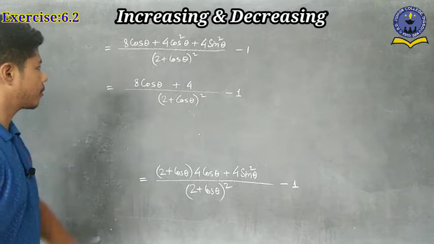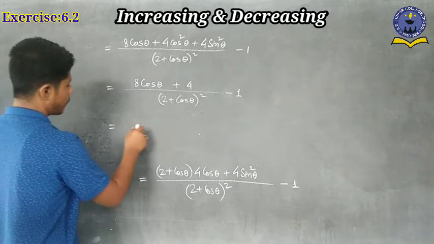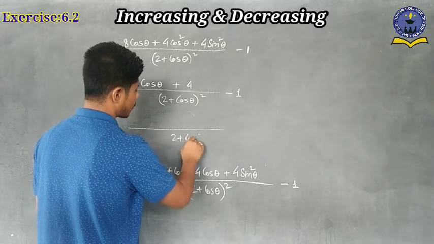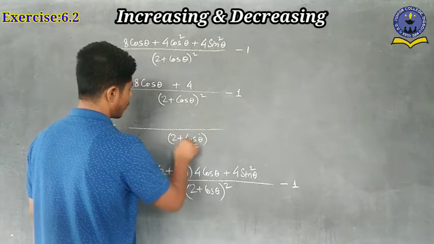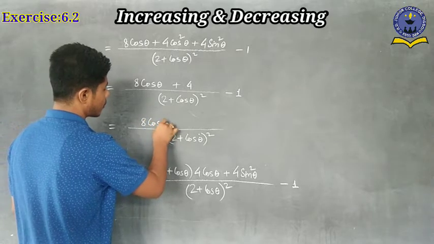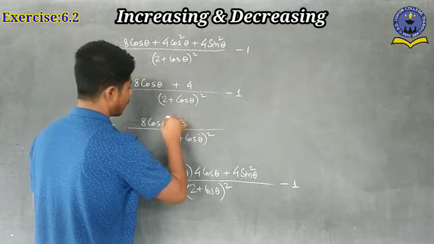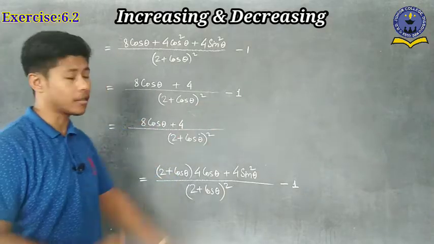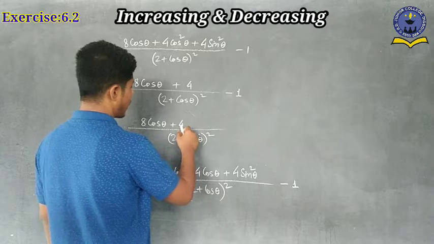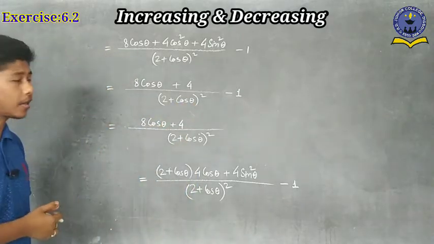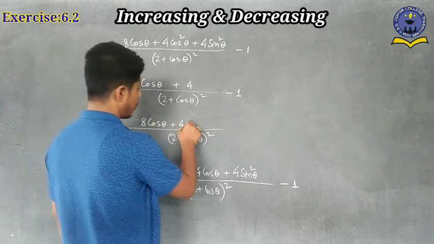Now after that, what do you have to do? You have to take LCM. If we take LCM, the LCM is 2 plus cos theta whole square. Then we get 8 cos theta plus 4, and after that this part we have to multiply with this result. Isn't that it? LCM. So we multiply, and we also have to break this result.